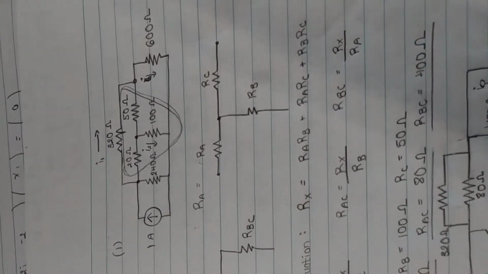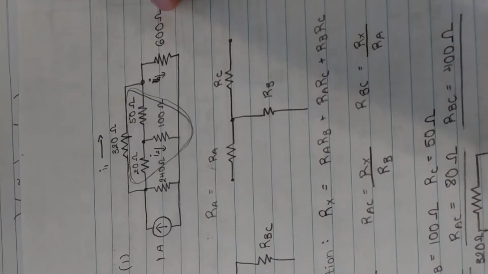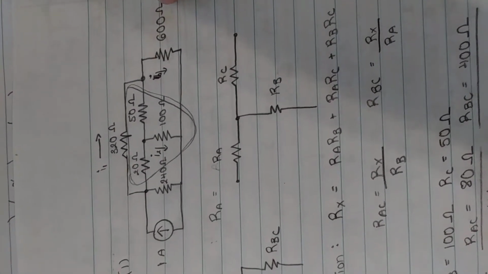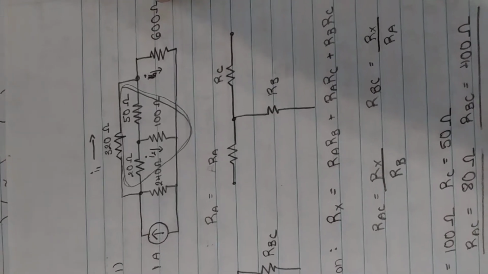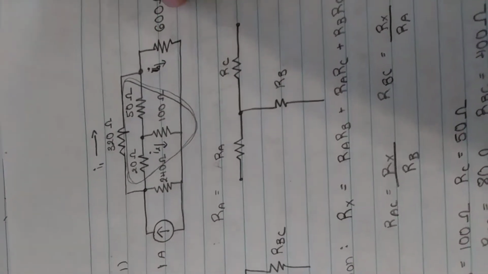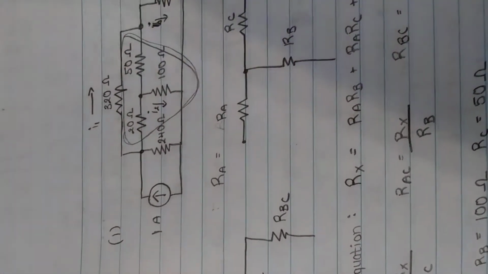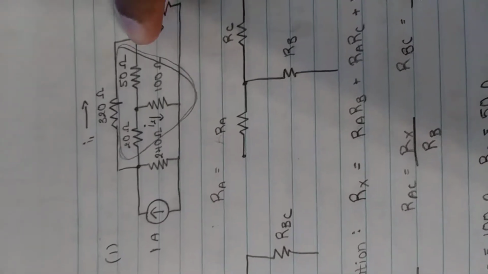Hi, for this problem we'll be solving 3.6.1. That's the problem right there. And we have to use the Y to delta transformation to solve this problem. We have to find the I across the 600 ohm resistor, the I across the 320 ohm resistor, and the I across the 100 ohm resistor right there.